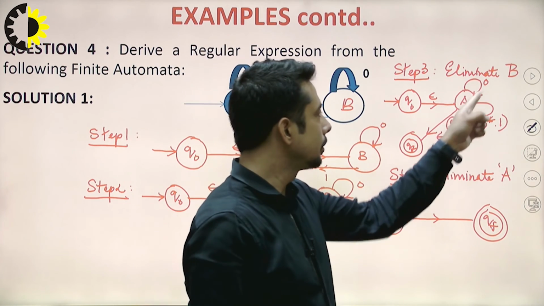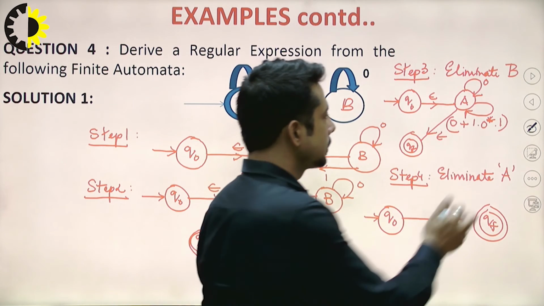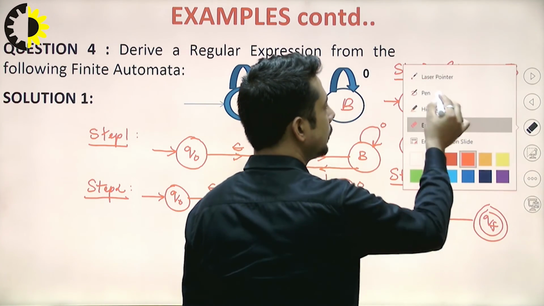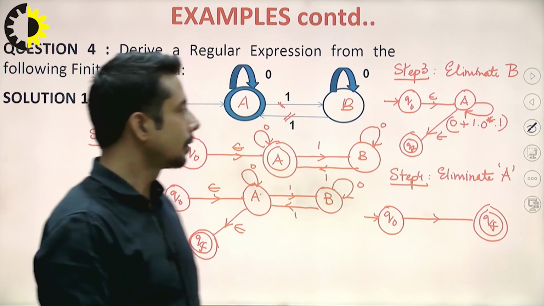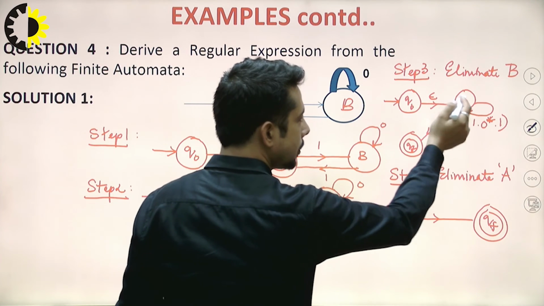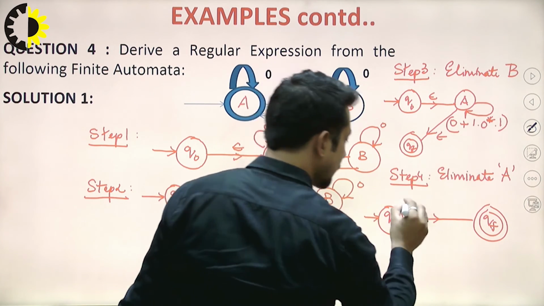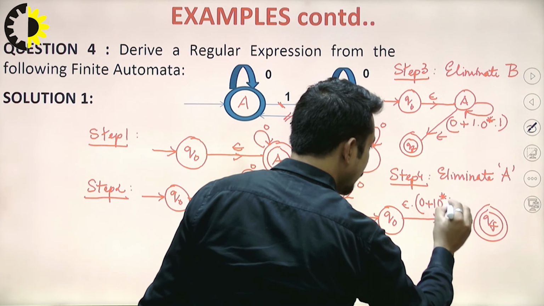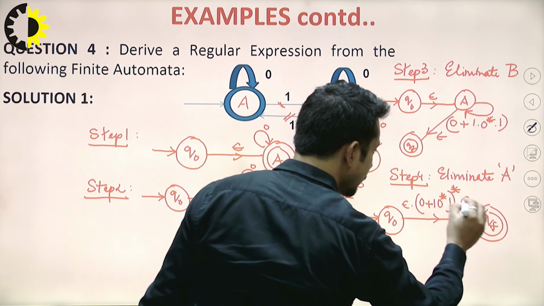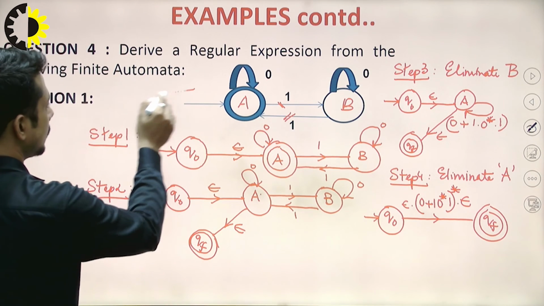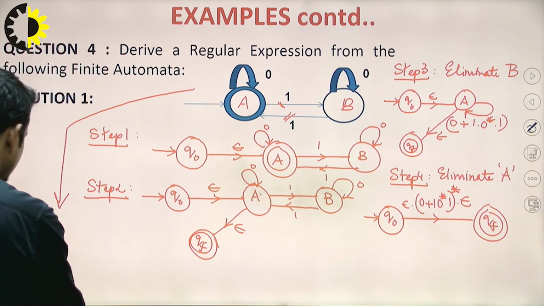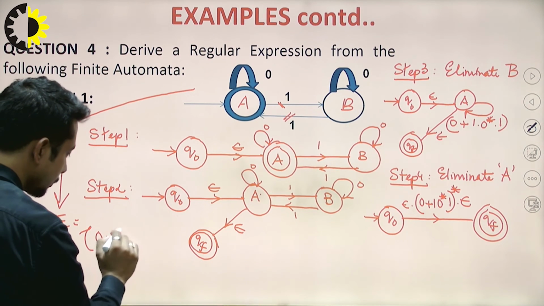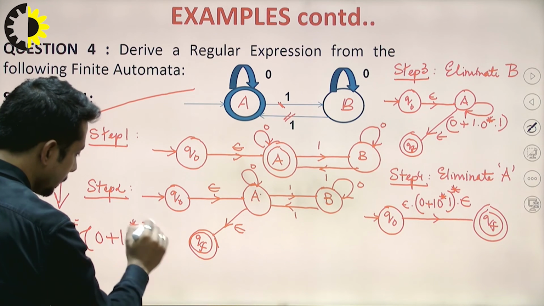See, 0 is coming over in the same transition, right? So I just need to eliminate this particular one. Okay. Now if you look into this, we are done with this part. Now what is the final answer? Epsilon dot this whole star dot epsilon. Epsilon dot 0 plus 1 0 star 1 whole star dot epsilon. Therefore, the final regular expression, the final answer, will be 0 plus 1 0 star 1 whole star.